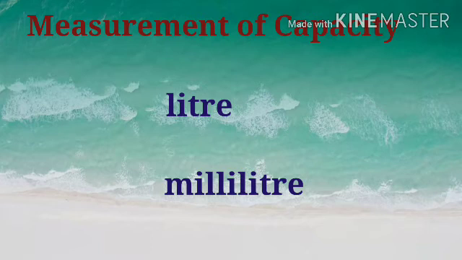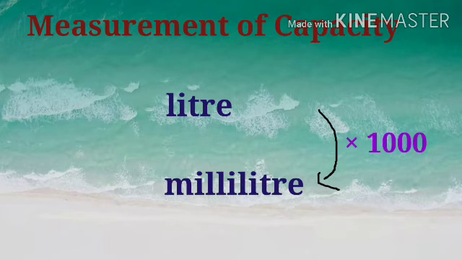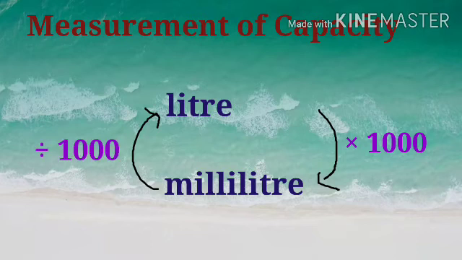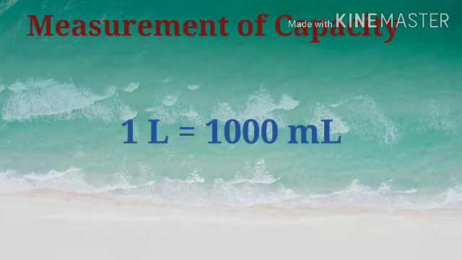To change from bigger units to smaller units, multiply. To change from smaller units to bigger units, divide. To convert liter into milliliter, multiply by 1000. To convert milliliter into liter, divide by 1000. 1 liter is equal to 1000 milliliter. Let us see some examples.